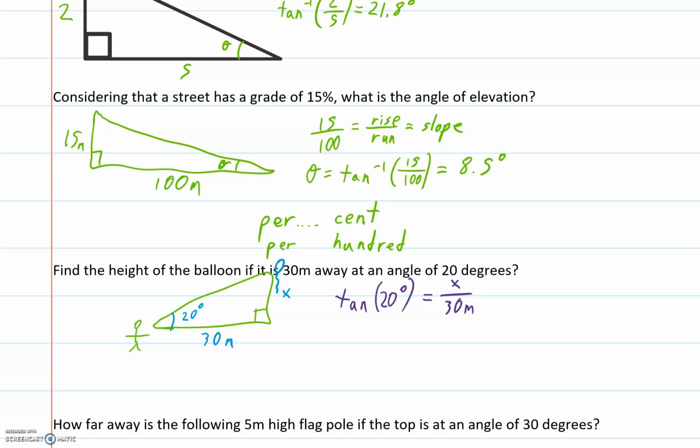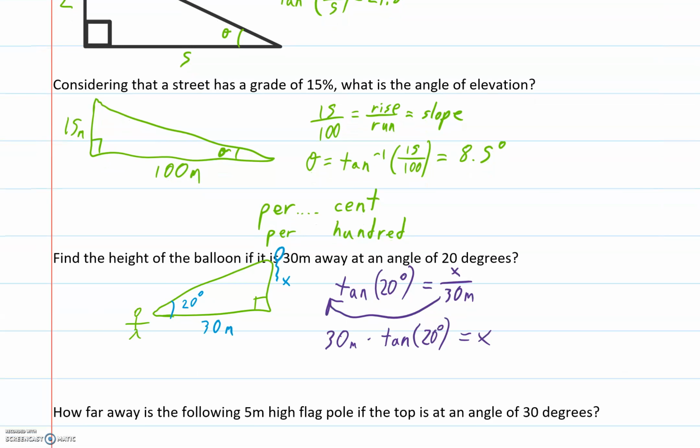All right, so now we have this function. When we're dividing by 30, all we have to do is do opposite operators to move it over to the other side. Now we have 30 meters times tan of 20 degrees equals x. So now we just have to type that into our calculator. Tan 20 equals, and that equals 10.9 meters high.